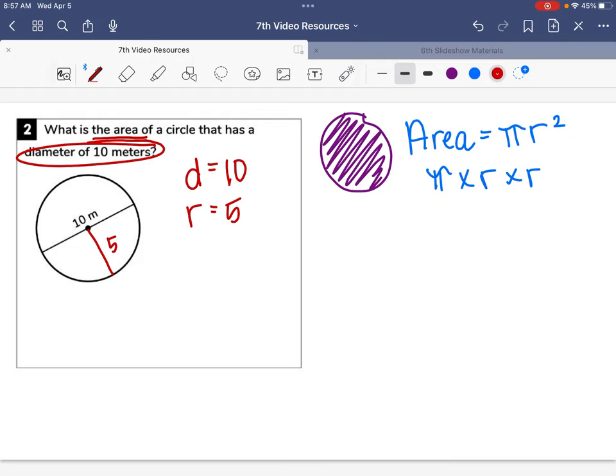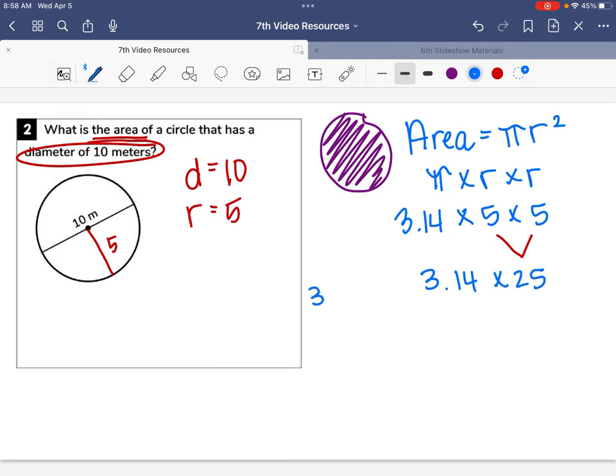And now that I've annotated everything that I need to on my circle, I'm going to go back to my formula. And I see pi times radius times radius. And for pi, I will use 3.14, or 3 and 14 hundredths. Times the radius. So I'm not going to say times 10 because that's the diameter. I need to use the value of the radius itself. So times 5 and times 5. And because all we're doing here is multiplication, it does not matter what order I multiply in. So I'm going to multiply 5 times 5 first because I know 5 times 5 is 25. So I have 3.14 times 25 now.